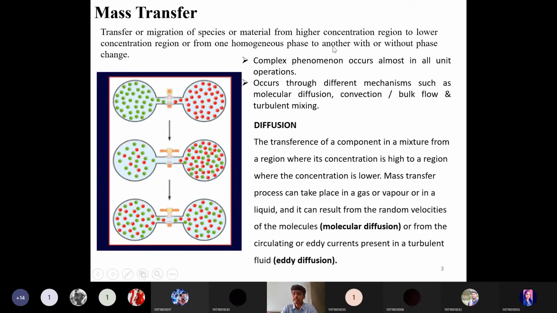Mass transfer operations are a very complex phenomenon, occurring in almost all unit operations. You know what unit operations and unit processes are; you might have studied them in the CPP course, chemical process principles. Unit operations are those in which only physical changes occur. Mass transfer with chemical reactions is also there, and that is carried out and denoted as unit processes.